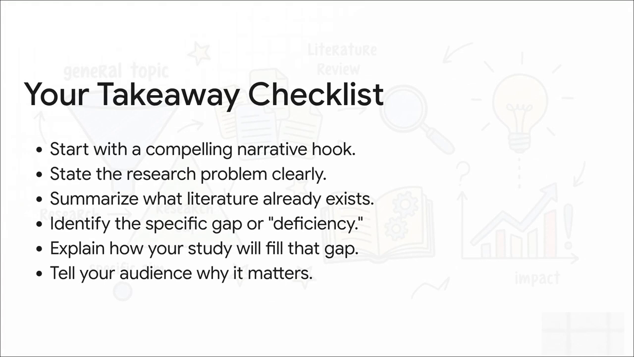So here it is. Here's your checklist for success. Start with that awesome narrative hook. Then just walk through the four steps of the deficiencies model: the problem, the literature, the deficiency, and the importance. If you hit every single one of these points, I promise you, you're going to have a killer introduction.